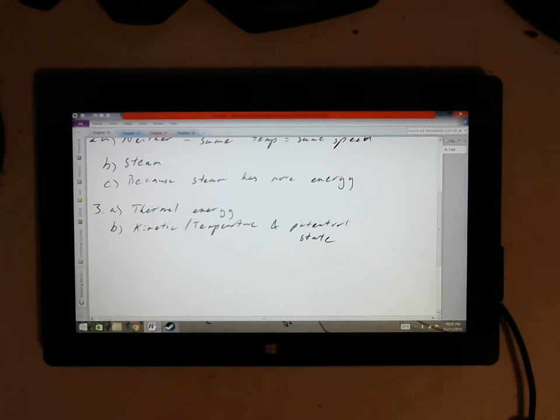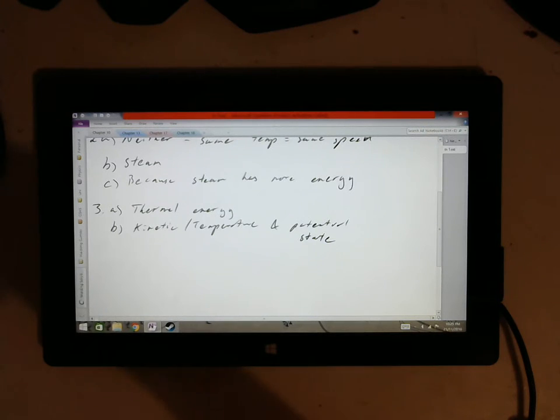So that means, if I have to add energy to water to turn it into steam, even if they're both 100 degrees, then that potential energy must also be part of the thermal energy. Okay. Question 4.